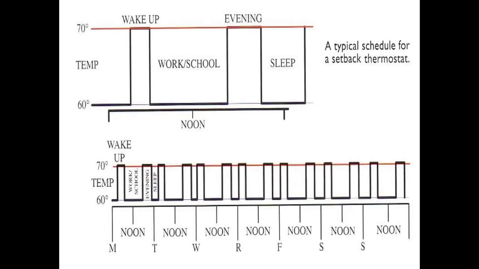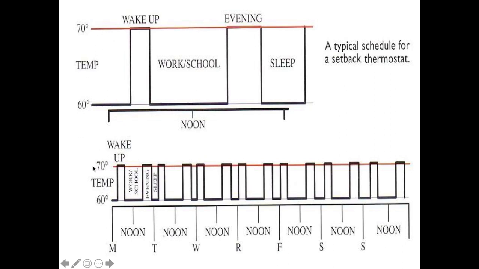So again, we might be doing a temperature swing. Overnight, we have 60 degrees. Wake up, bring it to 70. Leave for work and school. Evening, sleep. Okay. Now, this could also be set the same way over a 7-day period.